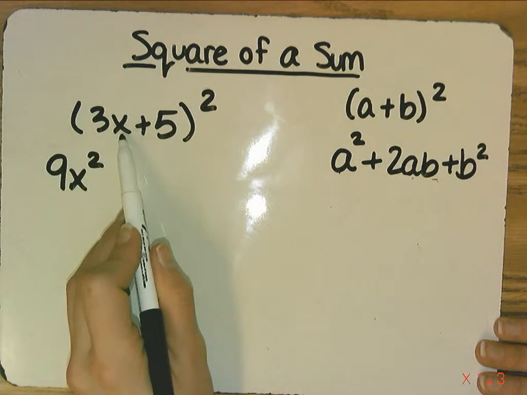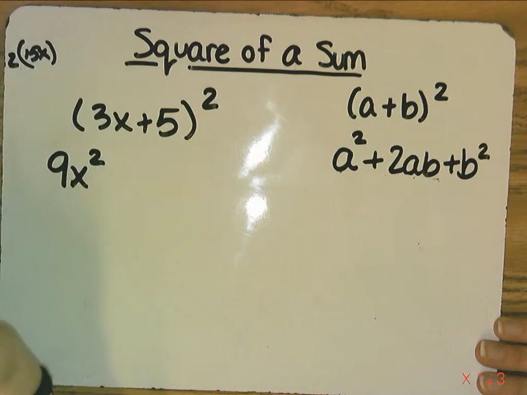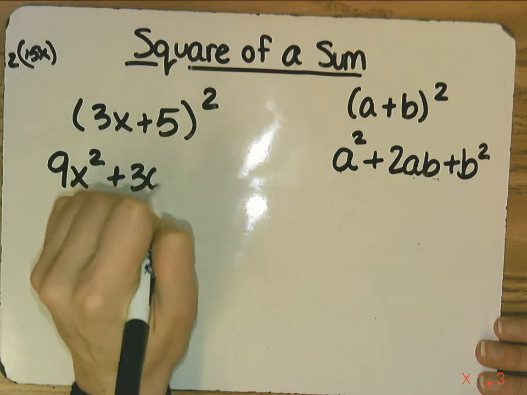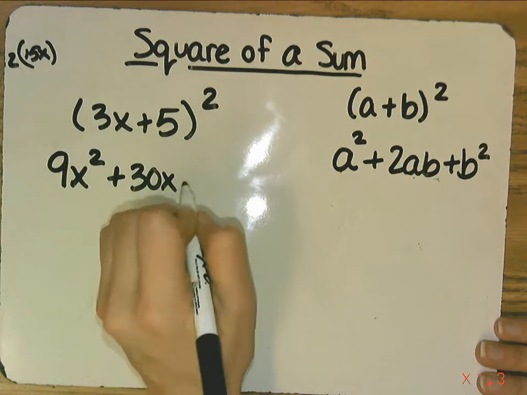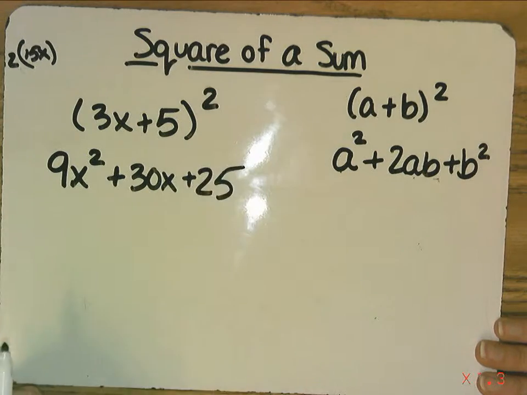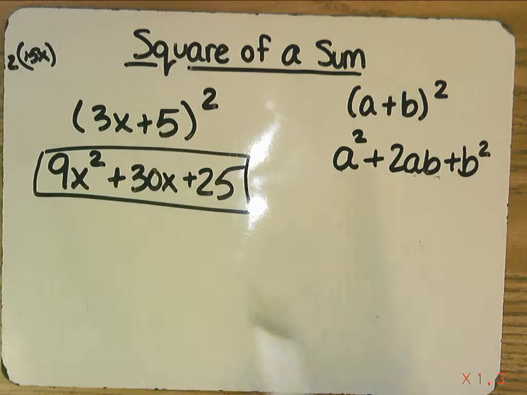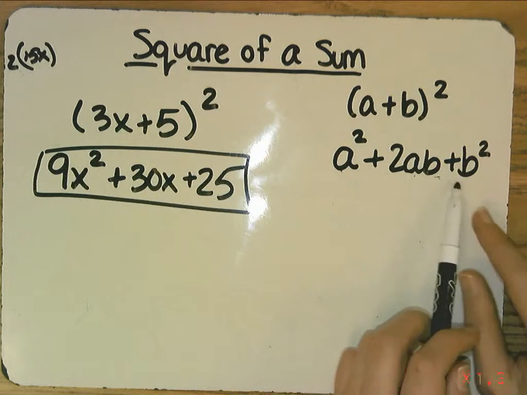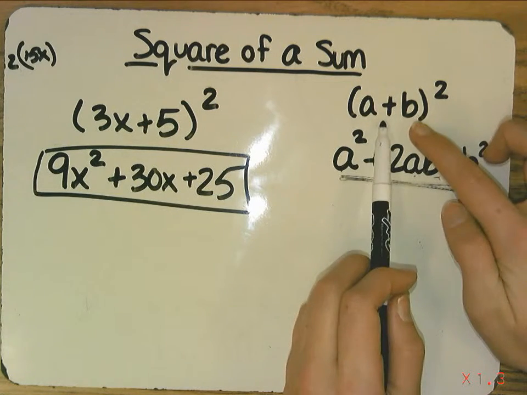5 times 3x gives me 15x. And then I need to multiply that by 2. That's going to give me positive 30x. Then I get to square my last term, which is 5, and 5 squared is 25. And that's my product of this square of a sum. So that's a shortcut so that you don't have to FOIL and combine like terms. This shortcut works for every single square of a sum when you have a binomial.